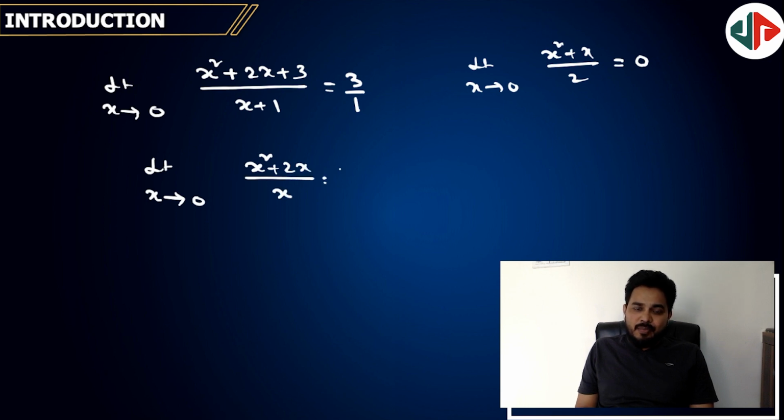Now when you apply x equal to 0, the 0 by 0 form comes. This is very, very crucial. When 0 by 0 form or infinity by infinity comes, these are all called undetermined forms.